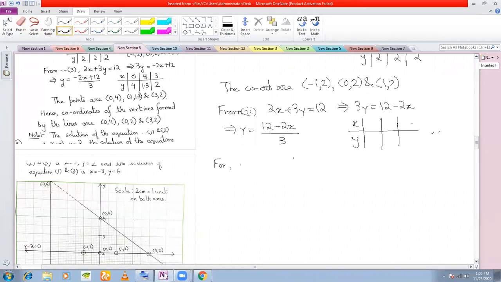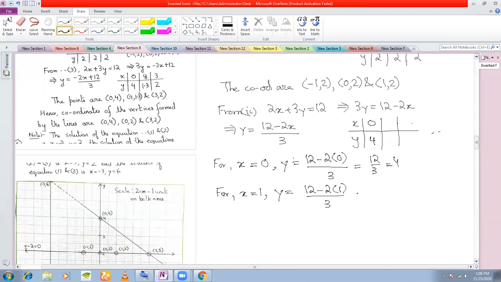Next, let us take x = 0 now. y = (12 - 2 x 0)/3, which is equal to 12/3, which is 4. So this is acceptable. For x = 0, we are getting y = 4. 1 point we have got. Now let us try x = 1. Again, we are getting 10/3, which is fractional. So we reject this value. We cannot take. Let us try other values.